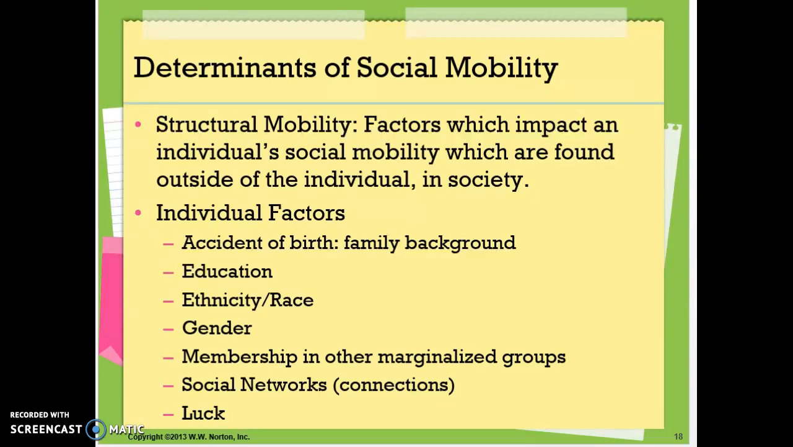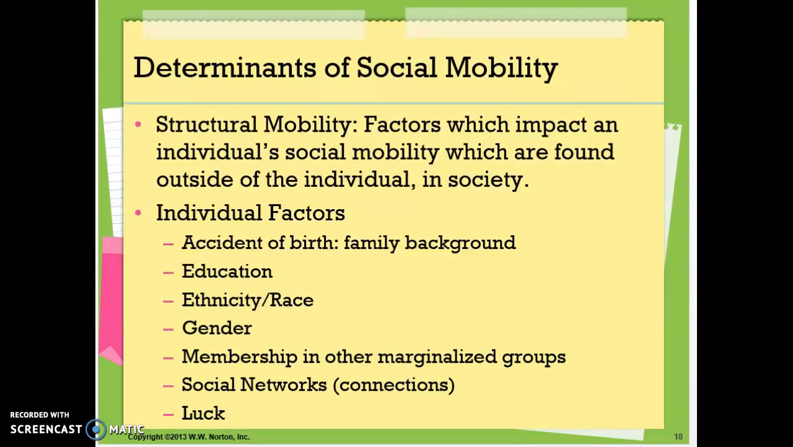The other determinants of social mobility are individual factors, the most important being accident of birth or your family background. So who your parents are, who your family is going to determine in large part whether you are in a position to get more education, to move up or down in social class, whether or not you have more social networks and connections that might help you get into a good college or get into a good job position.